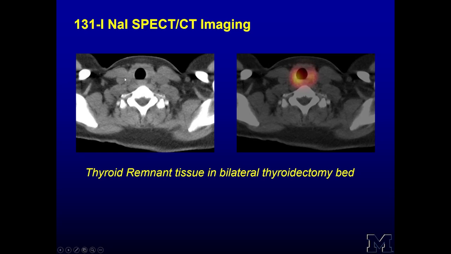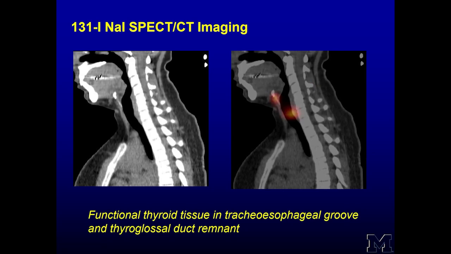So in order to differentiate thyroid remnant tissue versus nodal metastasis, SPECT-CT is very, very useful. As you see, this is the CT and this is the SPECT-CT fused image showing focal uptake in the tracheoesophageal groove at the level of bilateral thyroidectomy bed. Here it's a sagittal view showing the uptake in the tracheoesophageal groove at the site where the surgeon left a small sleeve of thyroid remnant to protect the recurrent laryngeal nerve and parathyroid gland.